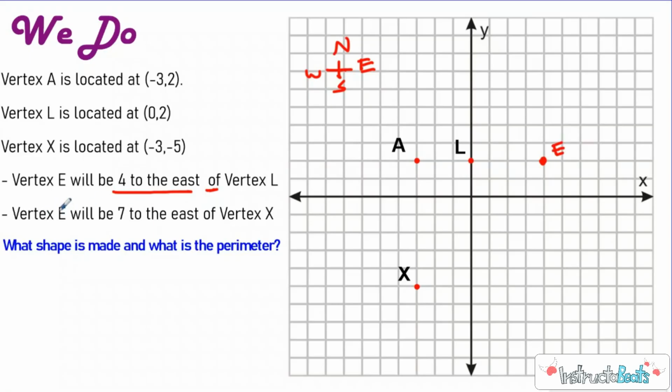Now obviously this one is a little bit messed up. This should be like a, I don't know, an S or something. Can't have two E's, that would be confusing. So vertex S will be 7 to the east of X. So 7 to the east of X, that means we're going to start at X, go 7 to the right. So here's X, I'm going to go 1, 2, 3, 4, 5, 6, 7, right there.